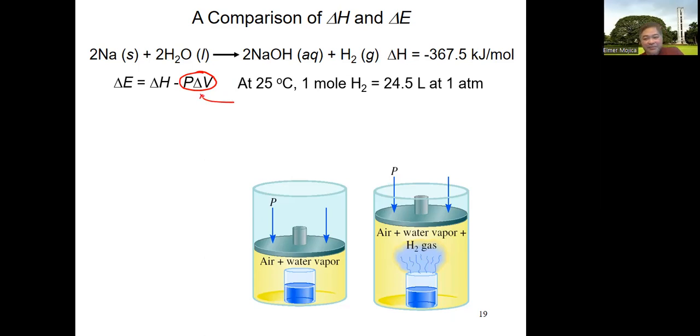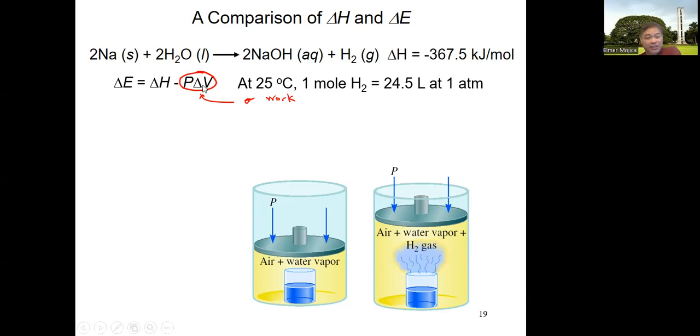What is P delta V? What does it represent? Class? What does that represent? Pressure volume. Yeah, what is pressure volume? That is your work. Work is only involved in the reaction if there's a gas expansion or a gas compression.